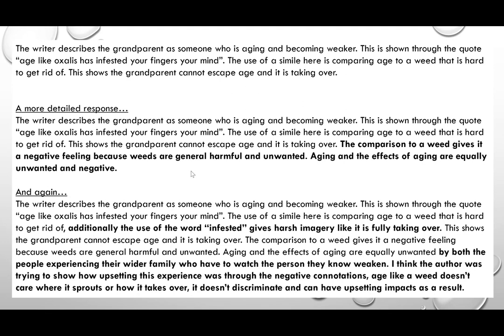This shows that the grandparent cannot escape age and it is taking over. The comparison to a weed gives it a negative feeling because weeds are generally harmful and unwanted. Aging and the effects of aging are equally unwanted by both the people experiencing it and their wider family, who have to watch the person they know weaken. Doesn't make much sense, does it? I think the author was trying to show how upsetting this experience was through negative connotations. Age, like a weed, doesn't care where it sprouts or how it takes over. It doesn't discriminate and can have upsetting impact as a result. So that would be a 5 out of 5 response.